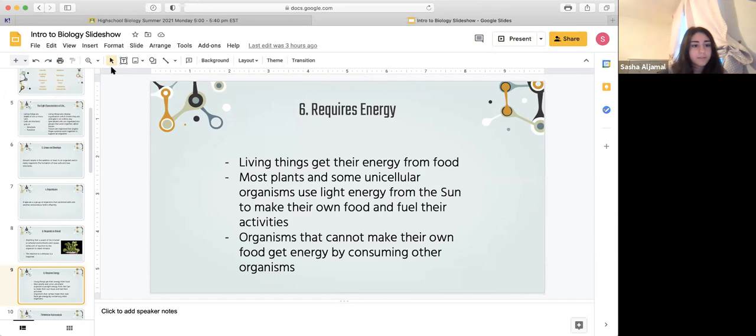Okay, so yeah, photosynthesis. It seems like a lot of you know it. That's good. And we will go more in depth on that process later on, usually in the second half, I think, of this course. But we will talk about it and discuss it more. And then also for energy, organisms that cannot make their own food get energy by consuming other organisms.